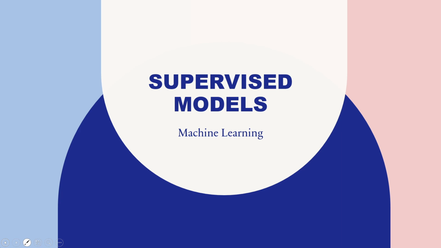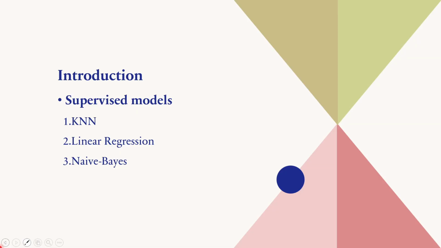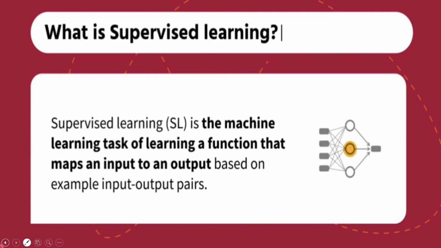Let us discuss the supervised models in machine learning. First we discuss what supervised learning is, and supervised learning models like KNN, linear regression and Naive Bayes. Firstly, what is supervised learning? Supervised learning is a subcategory of machine learning. While training, it uses labeled data, and the model learns from the training data and predicts the output on unseen data.